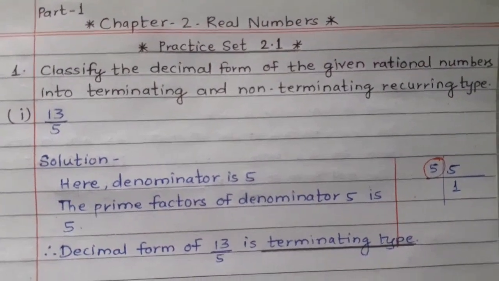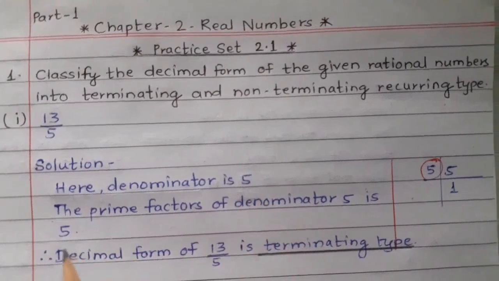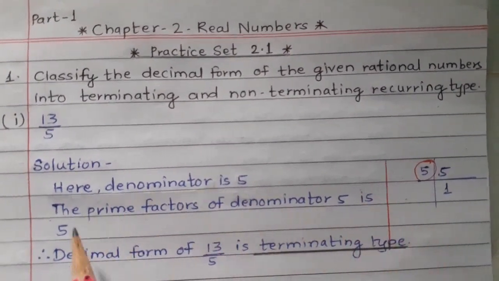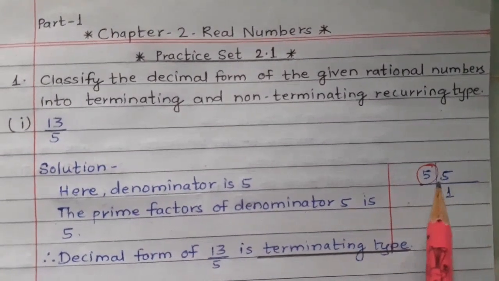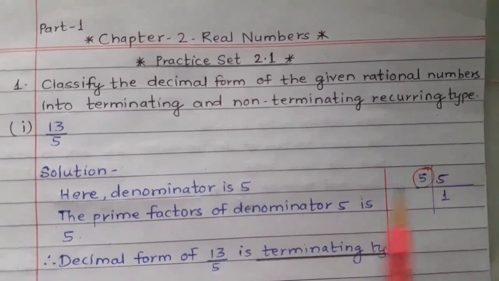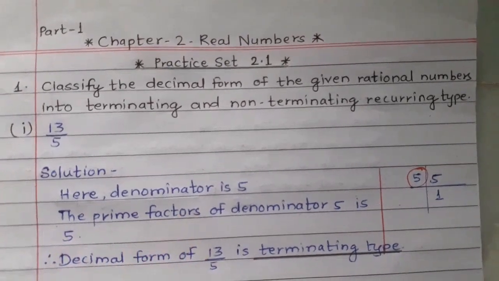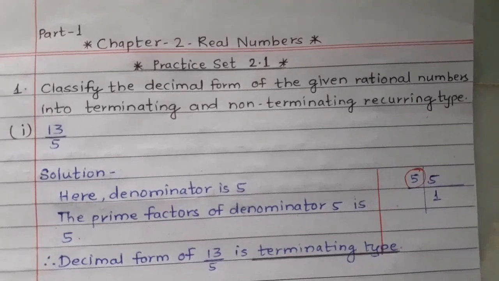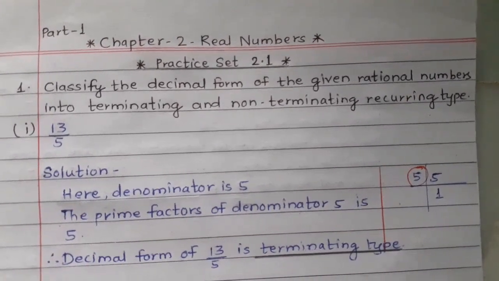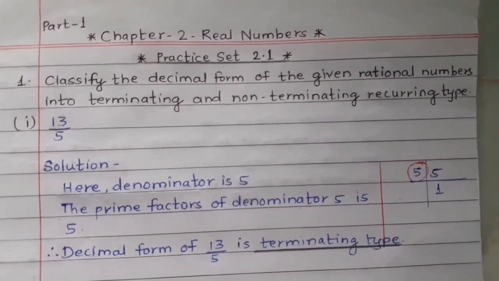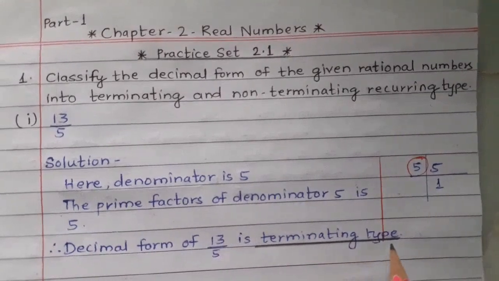Solution. Here, first of all, we observe the denominator. Here, denominator is 5. The prime factor of denominator is 5. Whenever the prime factor of the denominator is 2 or 5, then the decimal form of the given rational number is terminating type. Therefore, the decimal form of 13 upon 5 is terminating type.